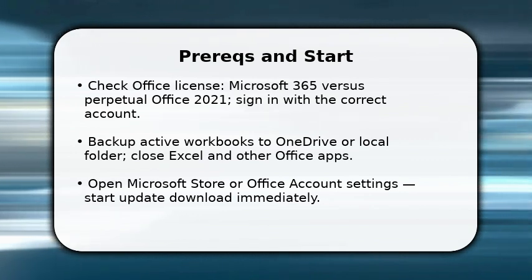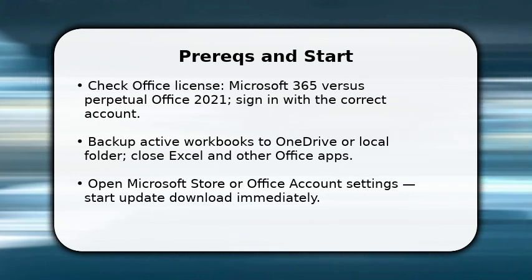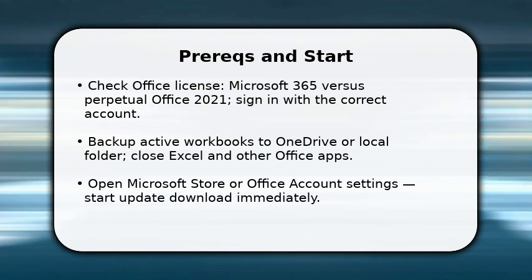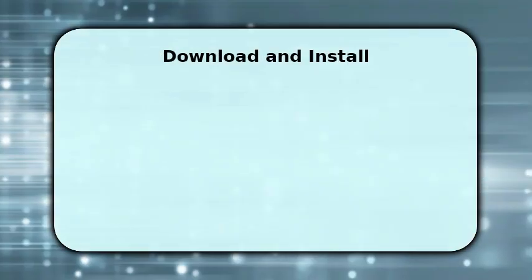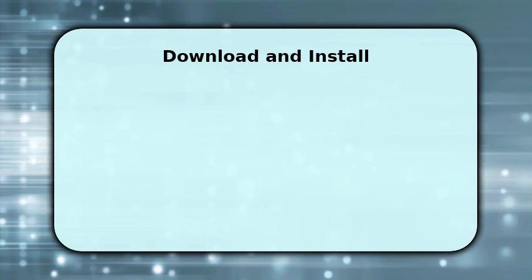Now open the Microsoft Store or Excel's account settings and initiate the update check so the client can download the newest build. Once the download starts, you should monitor progress and let it reach 100% before the installer proceeds. Partial installs cause corruption. If the updater requests admin permissions, accept them so system files can be replaced.